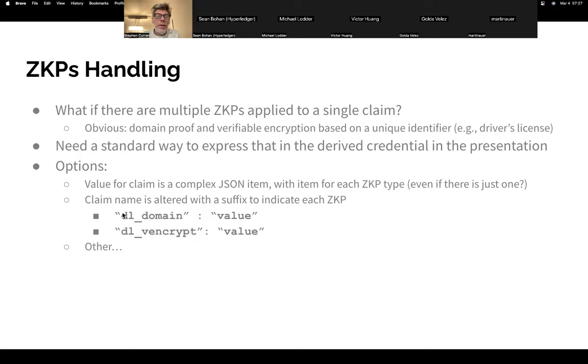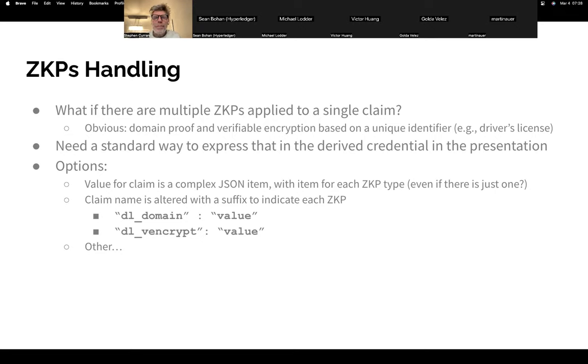And the other is you put a suffix onto each ZKP. So you do DL underscore domain and you give it a value. DL underscore verifiable encryption, give it a value. So the claim name is essentially repeated with a suffix on it. Those are the two that I can come up with. I think this is probably the easier one, but it's not great. Any thoughts, ideas?